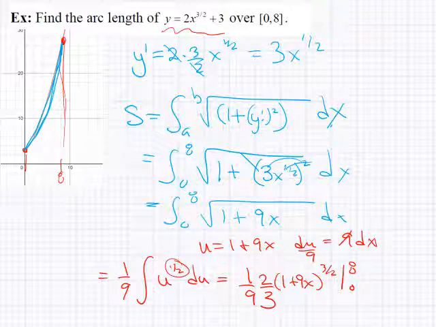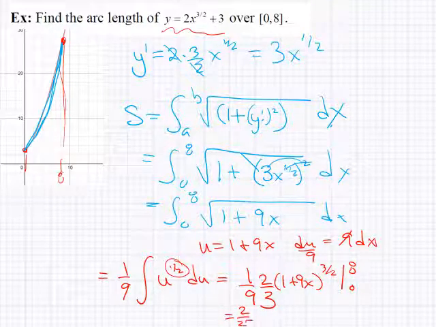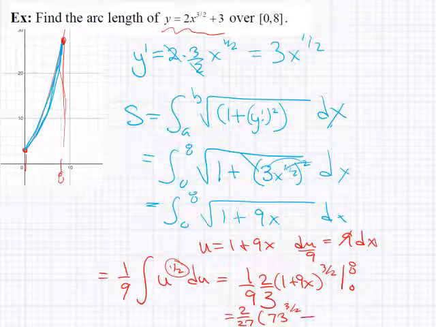So what are we going to get here? We're going to get 2 over 27 times, plug in 8, I'm going to get 72 plus 1 is 73 to the 3/2. Minus, if I plug in 0, I'm going to get 1 to the 3/2, which is 1. And I can't really do much more with this, so there's your answer. And that would be the measure of this arc length. Pretty simple.